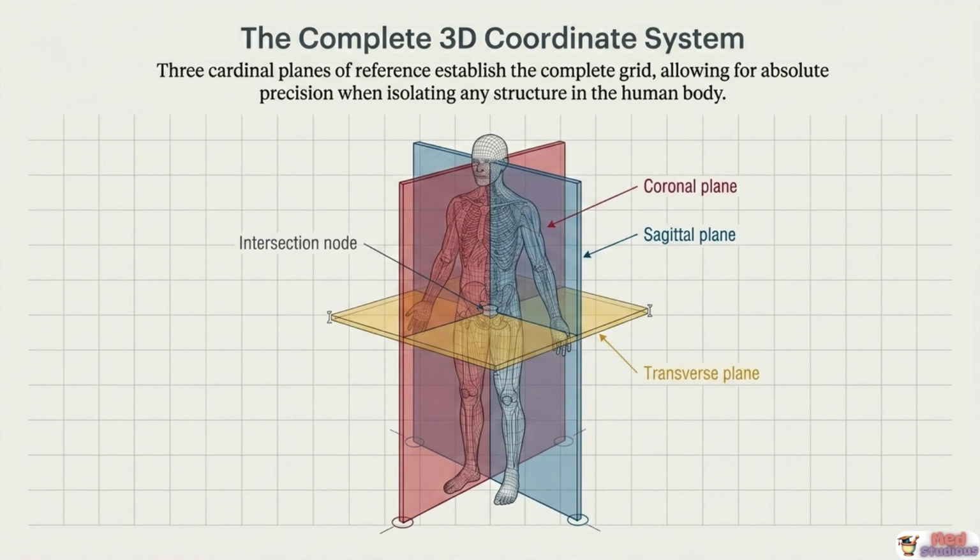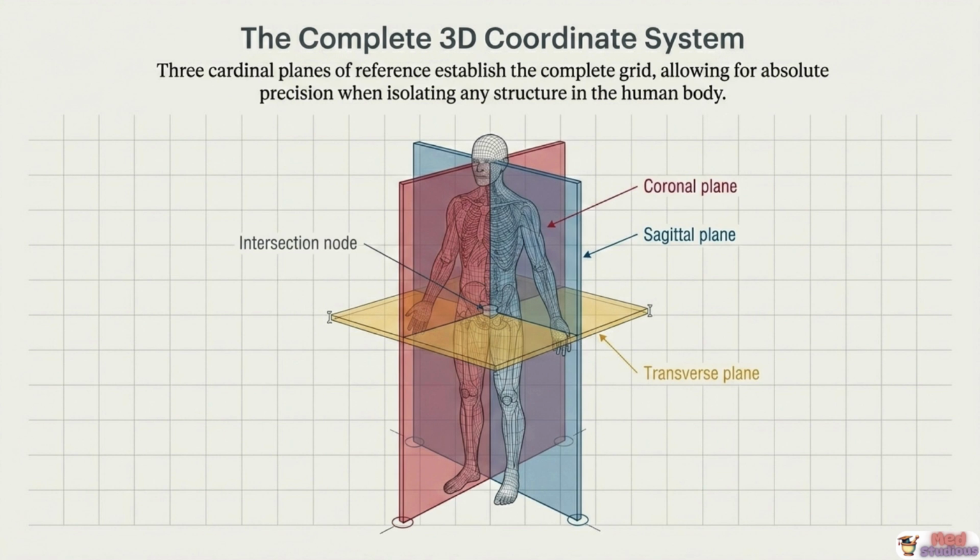Together, these three planes create a precise spatial grid that allows any structure anywhere inside the human body to be located with absolute specificity, no ambiguity, no vagueness. This is the system that makes modern medical imaging possible.